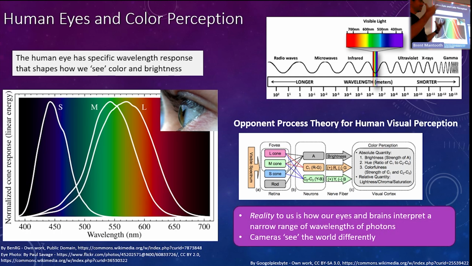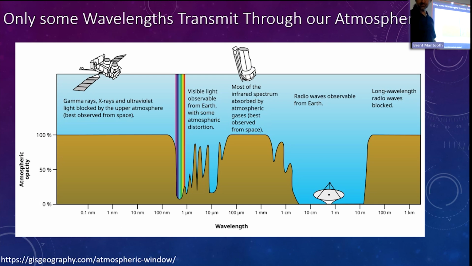So reality for us is how our eyes perceive certain photons and interpret that as color and brightness. Cameras see this world in a slightly different way. Well, first off, kind of looking at it from the astronomy standpoint, how does light get to us? Well, light from the sun, only certain wavelengths reach the Earth. And so there's kind of a transmission curve is what we're going to be talking a lot about here. Or sorry, this one's opacity.